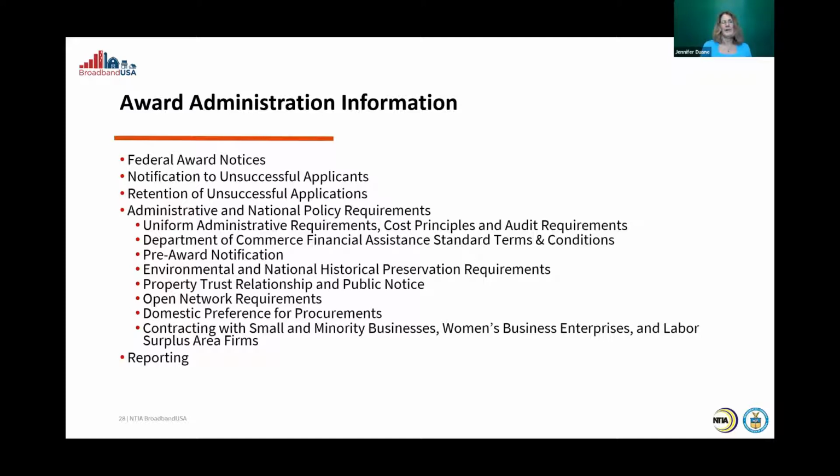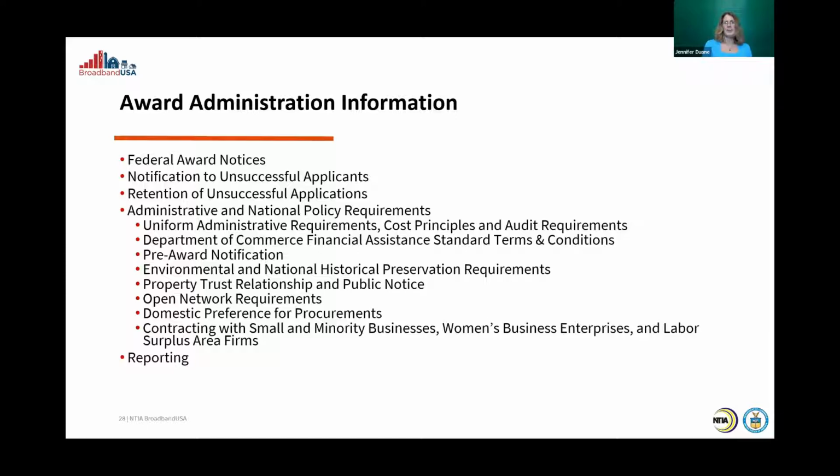The uniform administrative requirements and cost principles. The Department of Commerce has some standard financial assistance terms and conditions that will apply. Of course, the environmental and national historic preservation requirements I touched on earlier will come into play here. There will be some requirements that any grant-funded assets under this program will have a federal interest, and will have a property trust relationship with any assets that are funded under this program. There'll be a requirement for open network requirements to keep the infrastructure that's funded under this program open for interconnection by other broadband service providers.